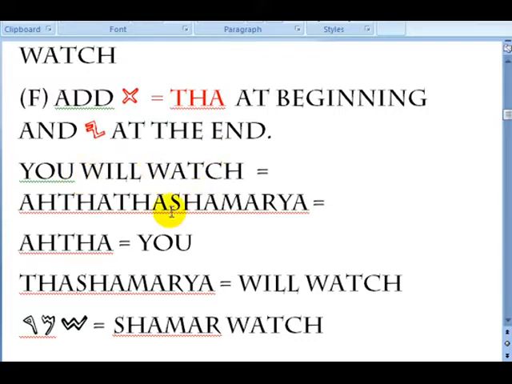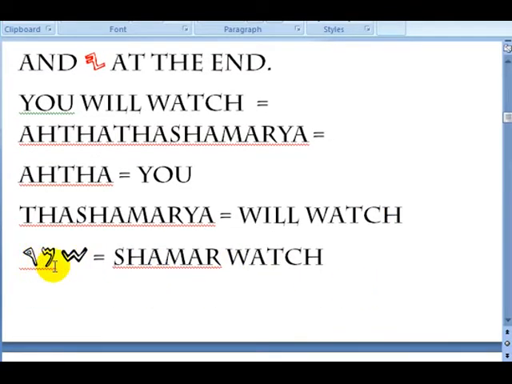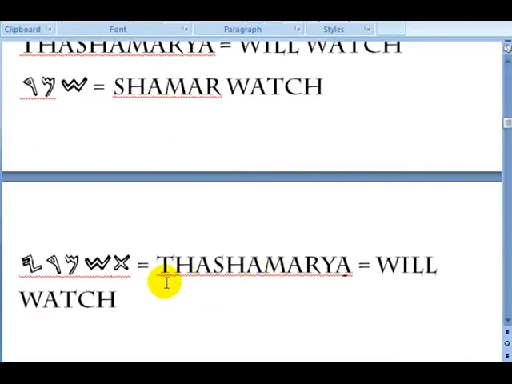Says you will watch. Atha tha shamar ya. Atha is you, tha shamar ya, will watch. That's in the future tense. Alright, so the way you say watch once again is shamar, which is watch, and the way you would make it future tense for feminine or for female is tha shamar ya. Tha shamar ya, will watch.